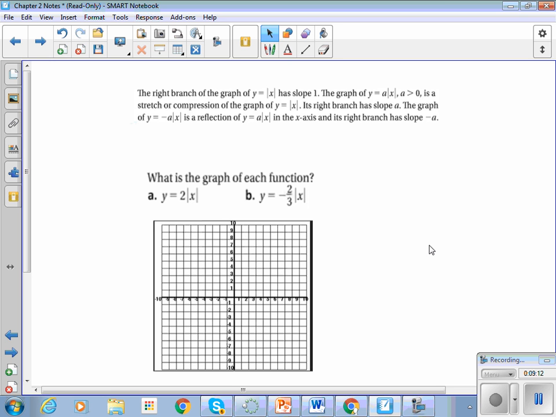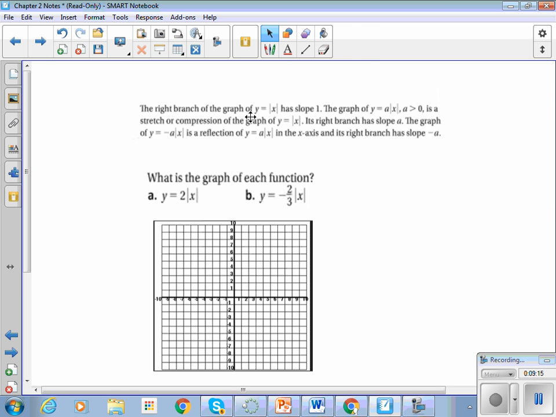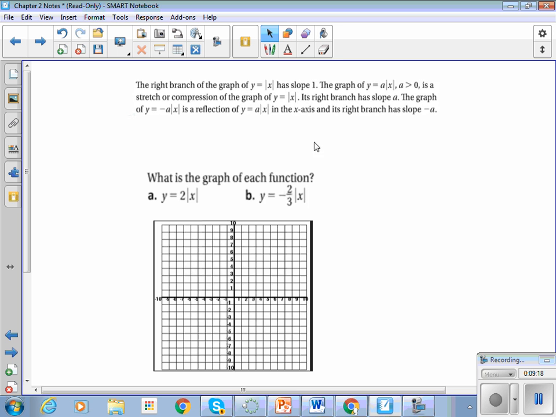Okay, so don't write this down, but I think it's important to note, I've already talked about some of this. The right branch of the graph y equals absolute value x has a slope of 1, up 1 over 1. The graph of y equals a times absolute value of x, as long as a is greater than 0, is a stretch or compression of the graph y equals absolute value of x. Its right branch has a slope of a. So whatever you're multiplying your parent function by is going to become your new slope.